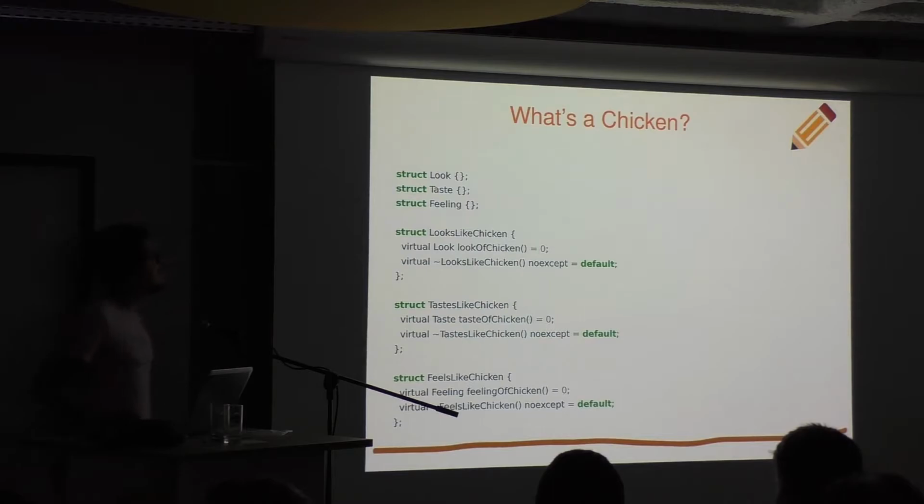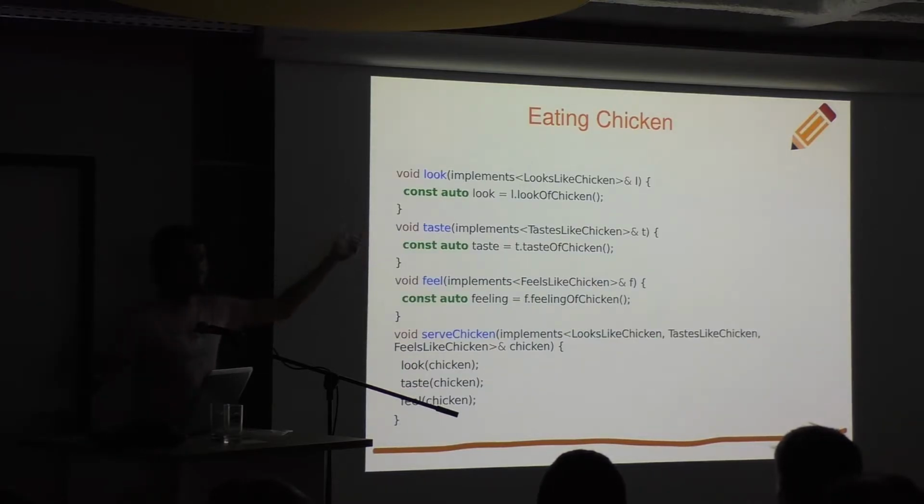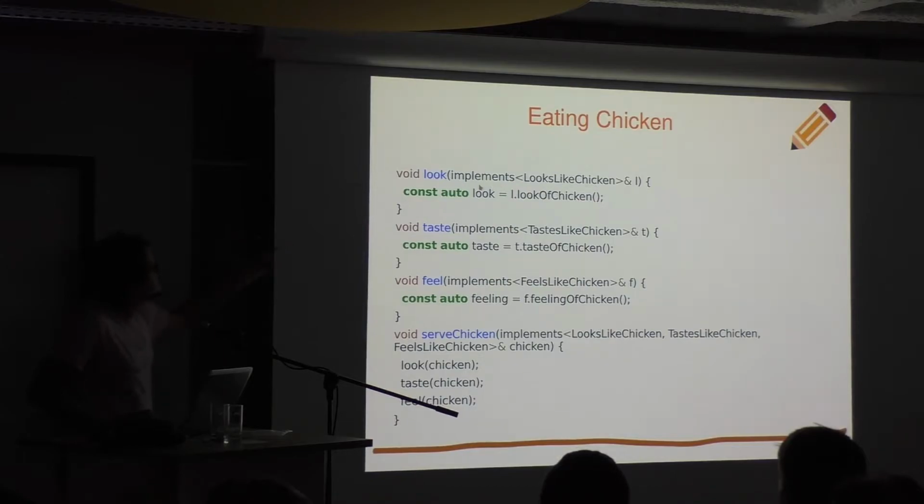They have some behavior. And then I implement a small helper called implements that says something like, I require something that looks like chicken, so I can use it. I can taste something that implements the interface tastes like chicken, and I can use it, and feels like chicken. And I can, for instance, serve chicken. So when I serve chicken, I don't require the type chicken. I require something that feels like chicken, looks like chicken, and tastes like chicken. I don't need a type chicken.